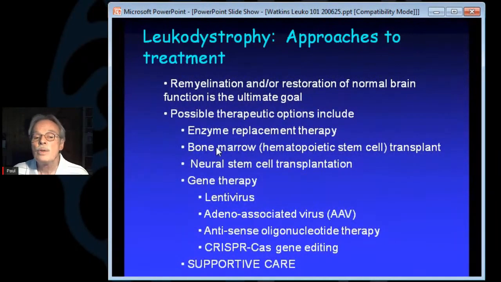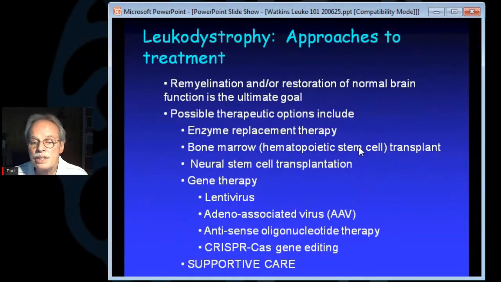So the Holy Grail is remyelination and restoration of normal brain function. That's what we really want to achieve. We want to cure these diseases. Unfortunately, most leukodystrophies do not have a cure. Possible therapeutic options include enzyme replacement therapy, which works for some of the lysosomal storage diseases, where if the brain is making a defective protein, you just give the missing enzyme by IV or into the brain and hope that it gets where it's supposed to go and works. It does work for some, but it is really very selective leukodystrophies in which this works.